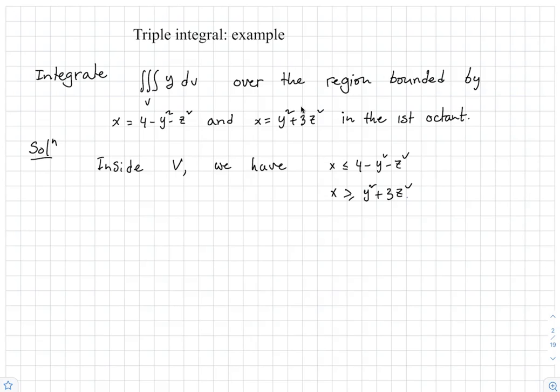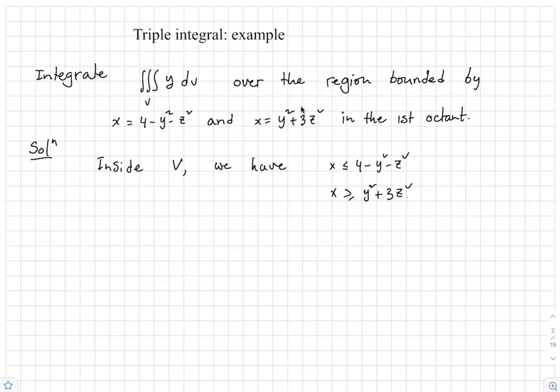In this lecture, I will discuss a triple integral where we want to integrate y inside the domain V. V is bounded by x equals 4 minus y square minus z square and x equals y square plus 3z square. So we have two surfaces, and the portion of the volume bounded by those two surfaces in the first octant.